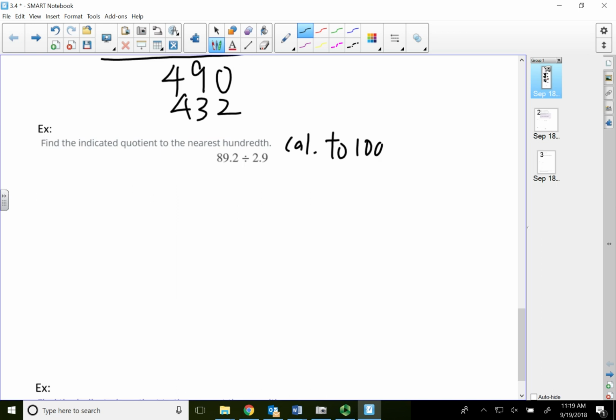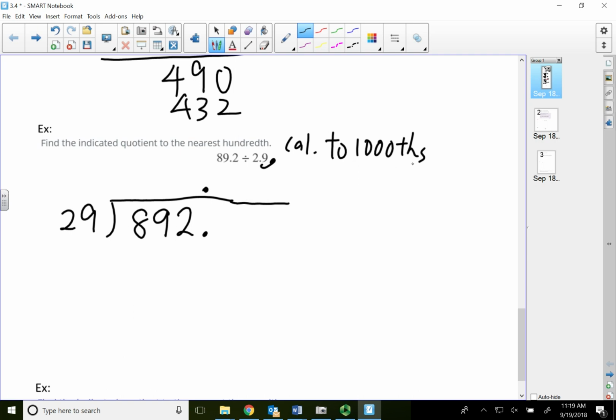All right, so let's move my decimal one place to the right for my divisor, so that makes it 29. On the inside, move it one time, so that's 892. The decimal is behind the 2. But since I know I need to round to the nearest 100th, I need to add a 0 for the 10th, another 0 for the 100th, and one more 0 for the thousandths. So once I know what the quotient is for the 1000th place, then I know how to round my 100th.